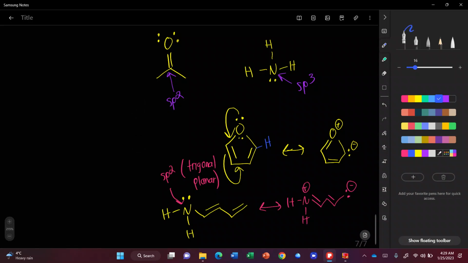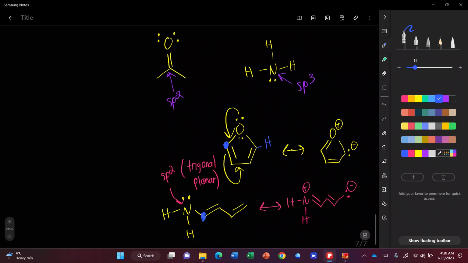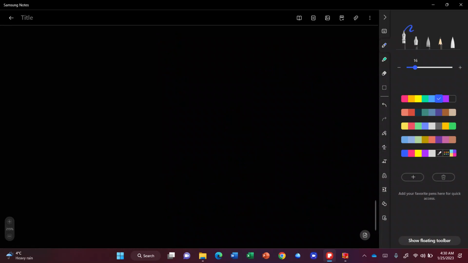Right? The lone pair on the nitrogen is connected to a carbon that has a pi bond. Right? The lone pair on the oxygen is connected to a carbon that has a pi bond. Those are going to be the only times where you have to worry about something that has 4 domains, but for some reason it's actually sp2. And I say for some reason, but I actually want to talk about why that reason is, right?